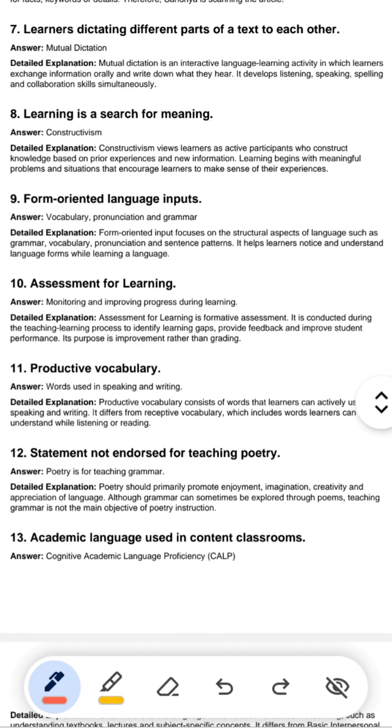If you see here, mutual dictation is an interactive language learning activity in which learners exchange information orally and write down what they hear. It develops listening, speaking, spelling and collaboration skills simultaneously. All these skills, all the L, S, R, W, all the 4 are developed at a time. So simultaneously all these skills are developed by the technique or activity mutual dictation.